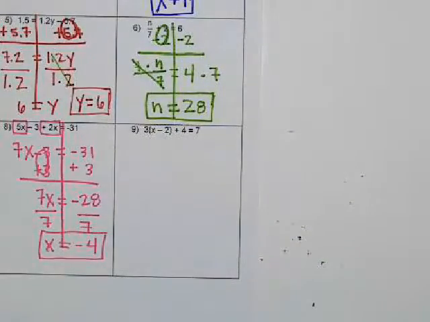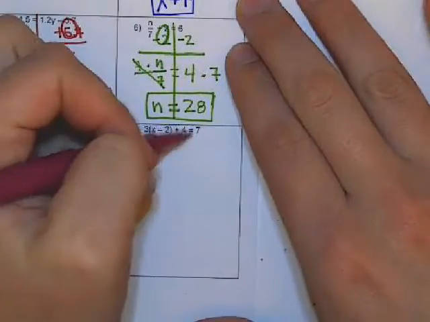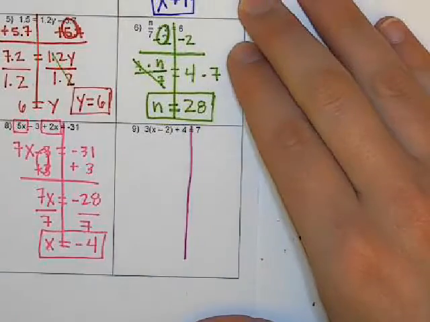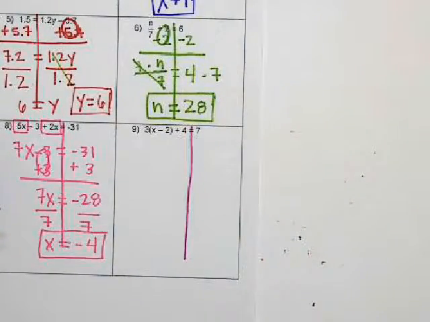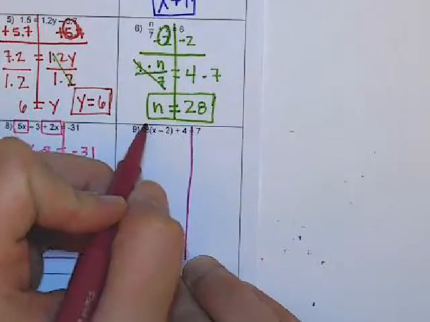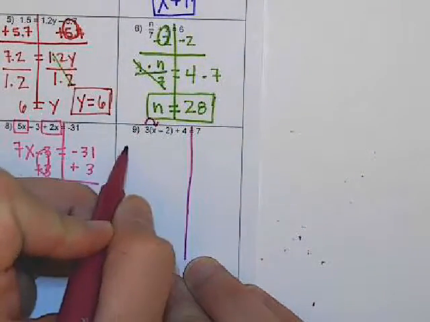Okay, number 9. What do we notice about number 9? It has parentheses and it has 2 like terms, right? Yeah. Okay, so first we have to draw our line. What do I start with? Distributing. What am I going to distribute? 3. So I take the 3 times x and get 3x.